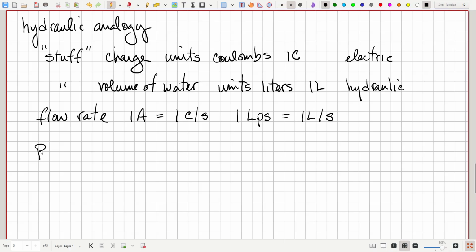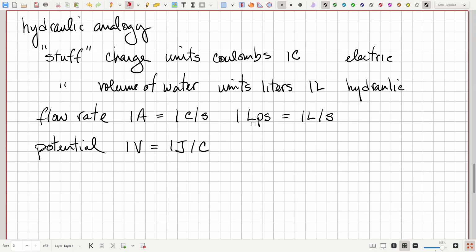Then we have potential. And that is the volt. 1 volt, and remember what 1 volt is? 1 volt is 1 joule per coulomb, an amount of energy per amount of stuff.